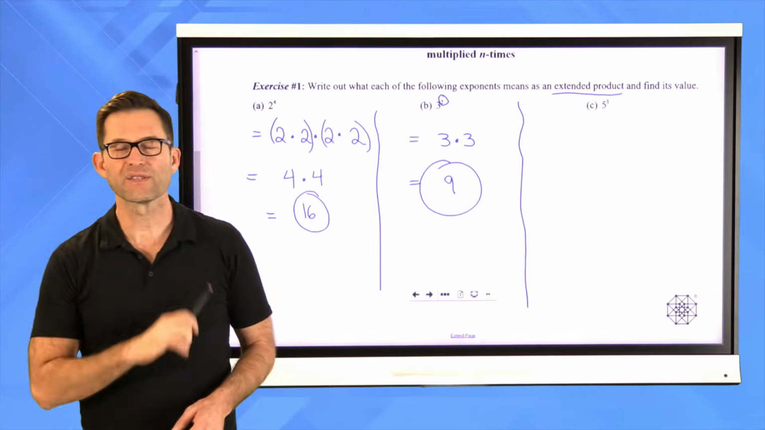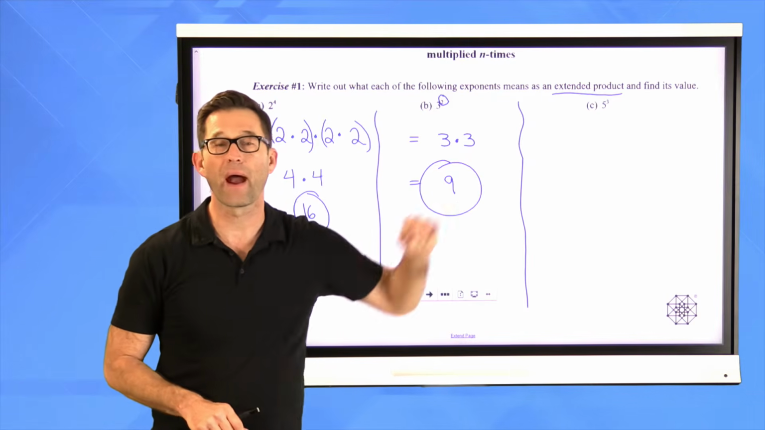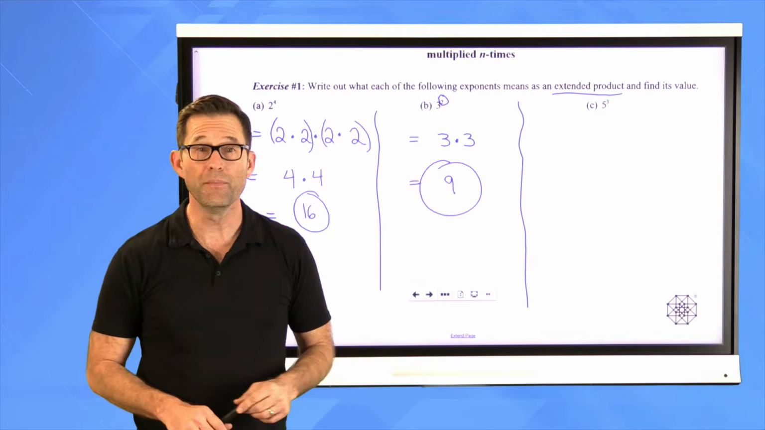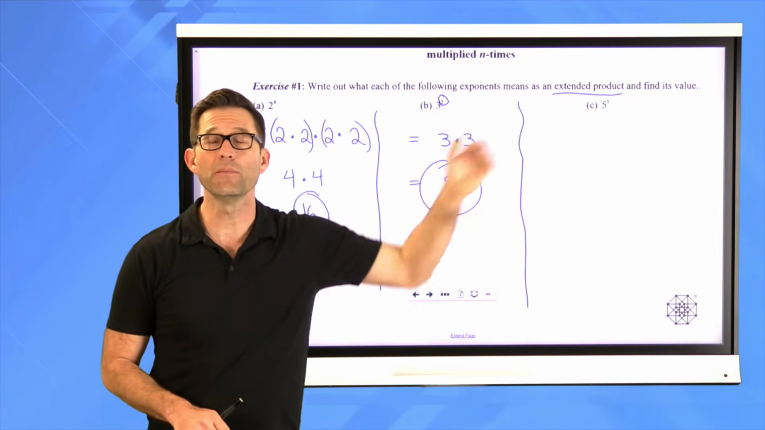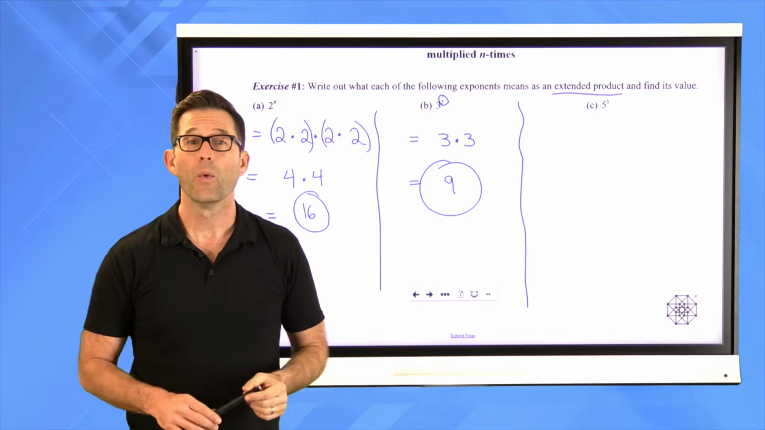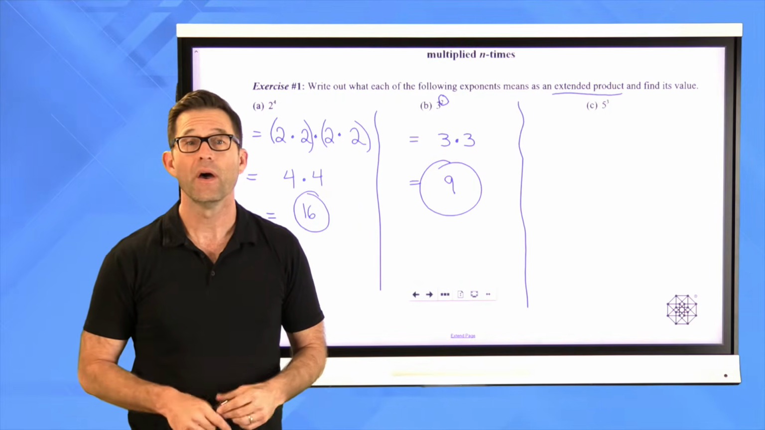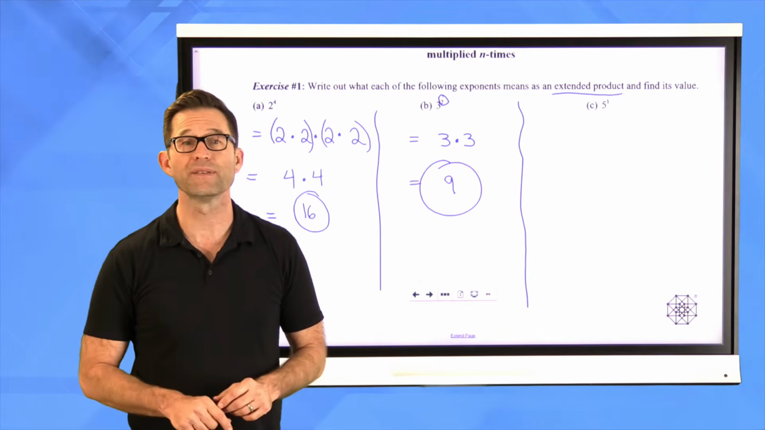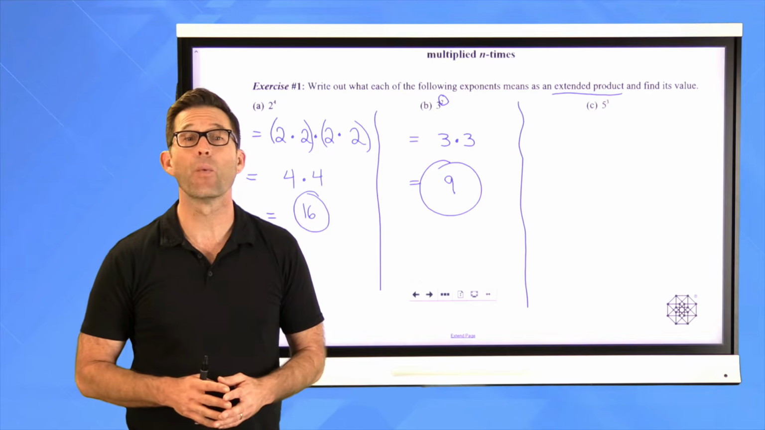Okay. One last one. I'd like you to do letter C on your own. 5 to the 3rd power, also known as 5 cubed, for the same reason that we call that 3 squared, we call that 5 cubed because 5 to the 3rd power would give us the volume of a cube whose side length is 5. Pause the video now, write 5 cubed as an extended product, and figure out what its value is. Try to do so without your calculator.